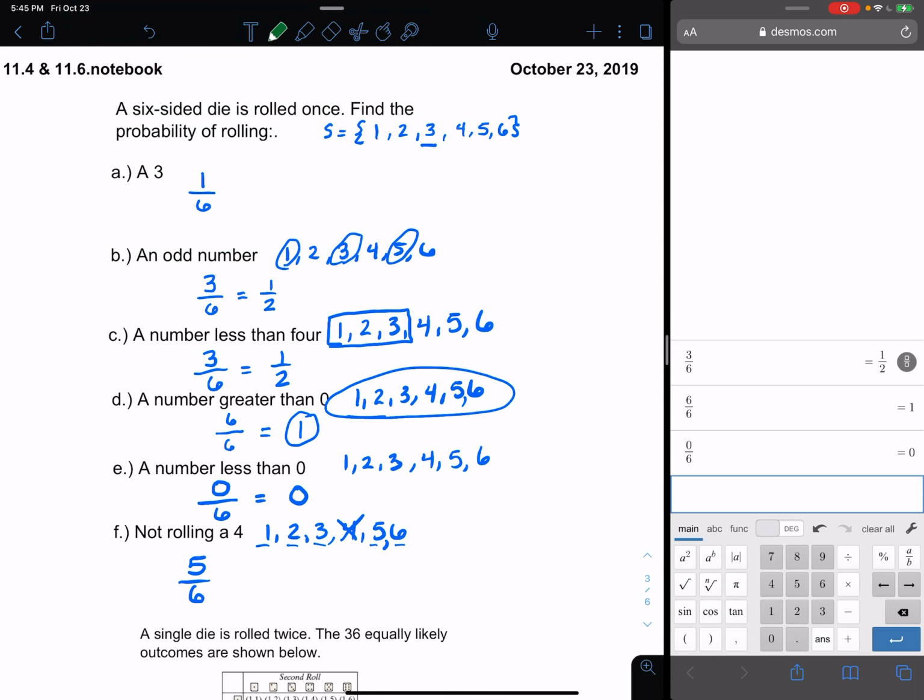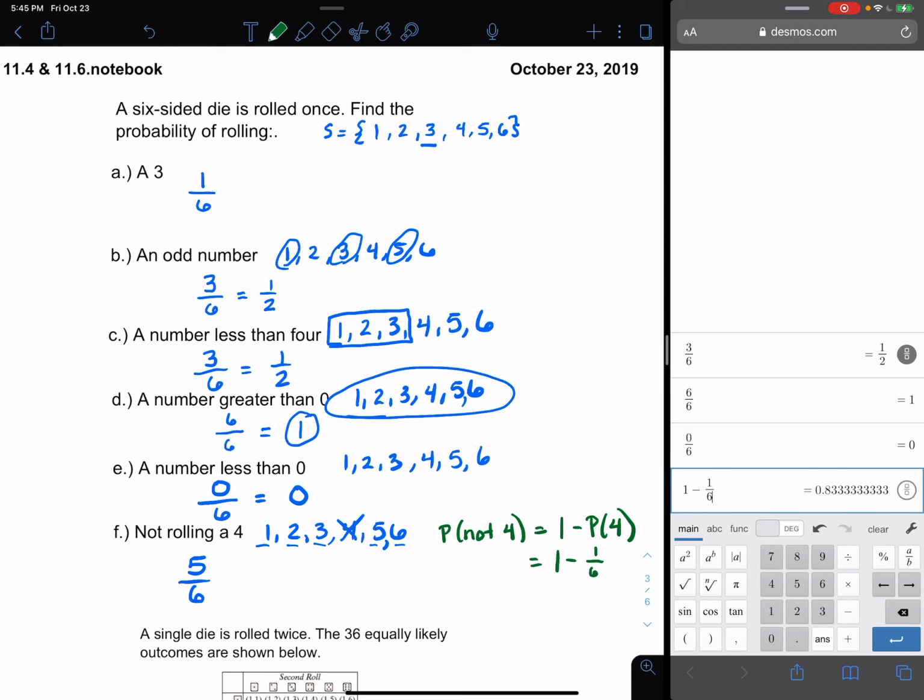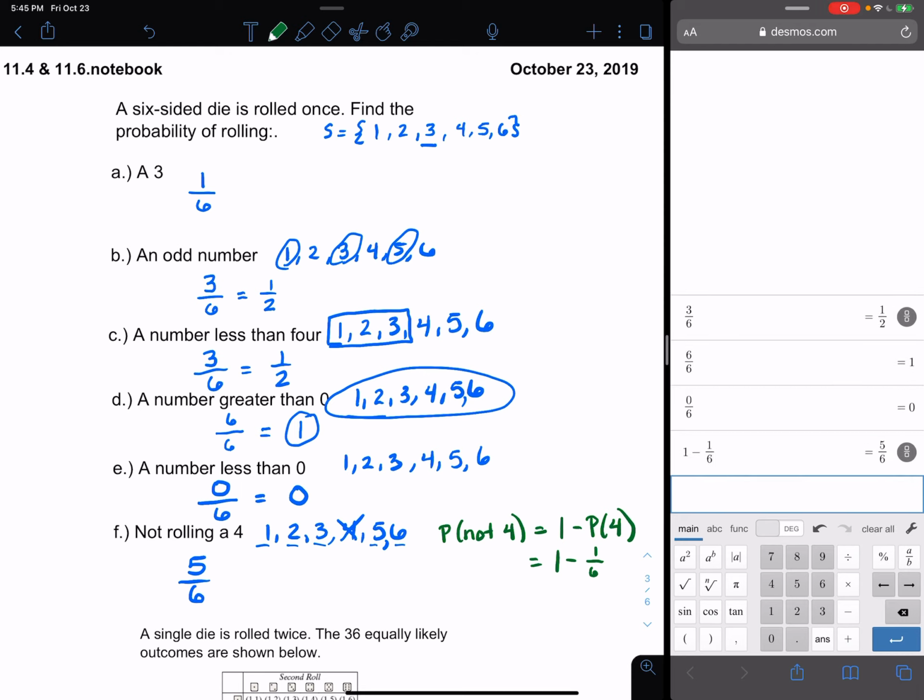We could also choose to use that definition of a complement. So we could say if we're looking for the probability of not rolling a 4, that's 1 minus the probability of rolling a 4. Well, the probability of rolling a 4 is 1 out of 6, because we can only get the 4 one way, and there are 6 total options here. So if I do 1 minus 1/6, that gives me that decimal answer, but if I hit the fraction button, it gives me that same answer we got just by looking at the sample space, 5/6.